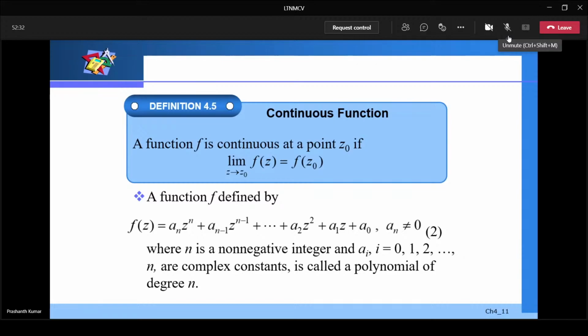How can you say the polynomial function is continuous?